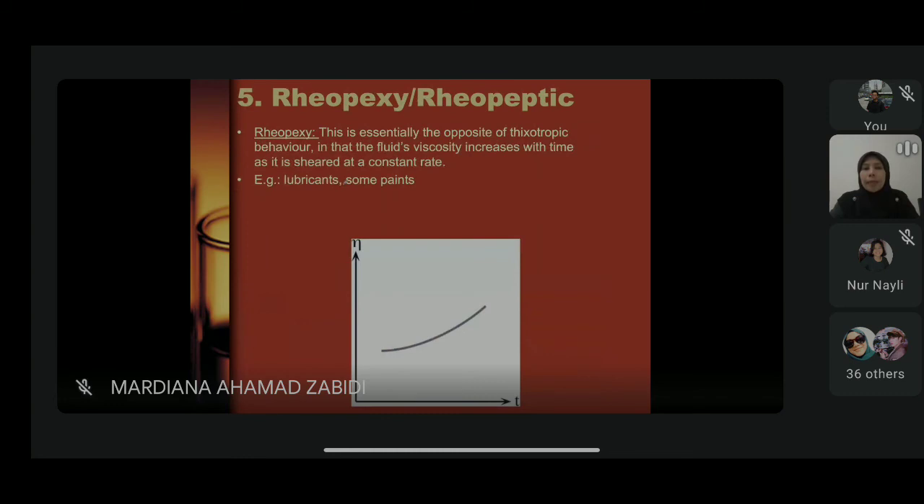And for rheopexy, this one is the opposite of thixotropic, whereby when you are subjected to constant shearing but with prolonged time, the viscosity will start to increase according to the time. Okay, for example lubricants or some paints.